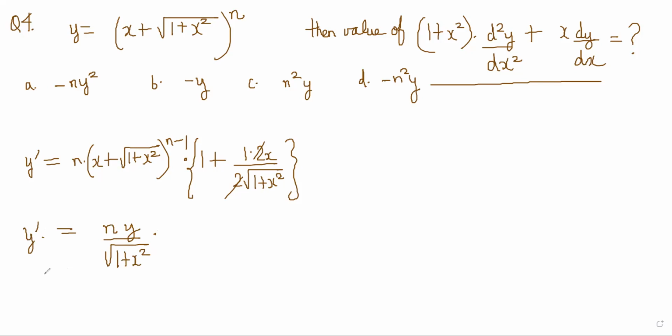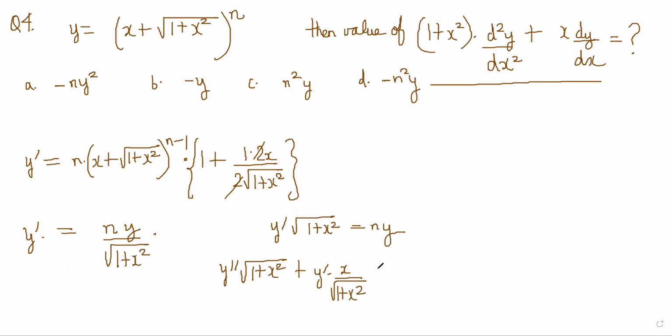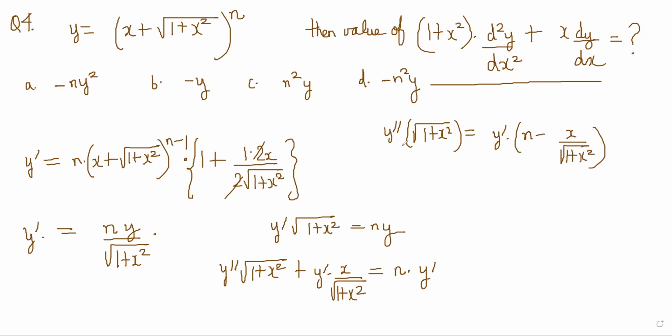So one more differentiation is needed. If we multiply, this is equal to n y, and then differentiate. You'll get y double dash root over 1 plus x square plus y dash x by root over 1 plus x square is equal to n y dash. So y double dash multiplied by root 1 plus x square is actually coming out to be y dash n minus x by root over 1 plus x square.